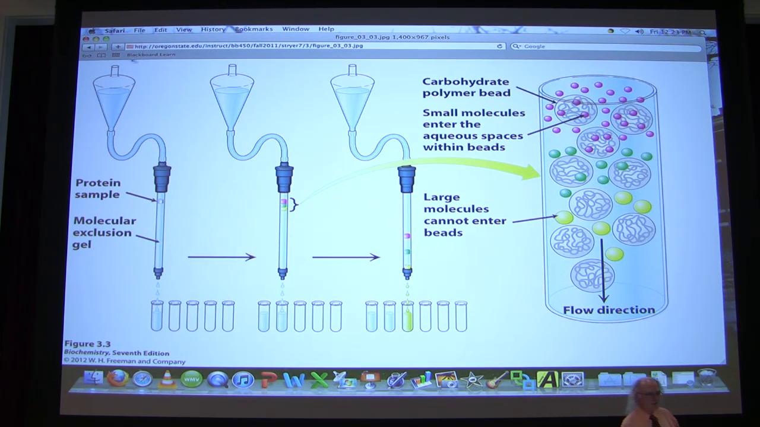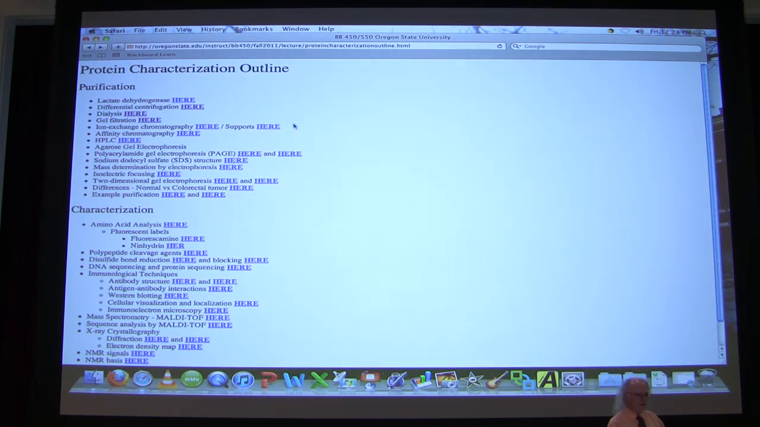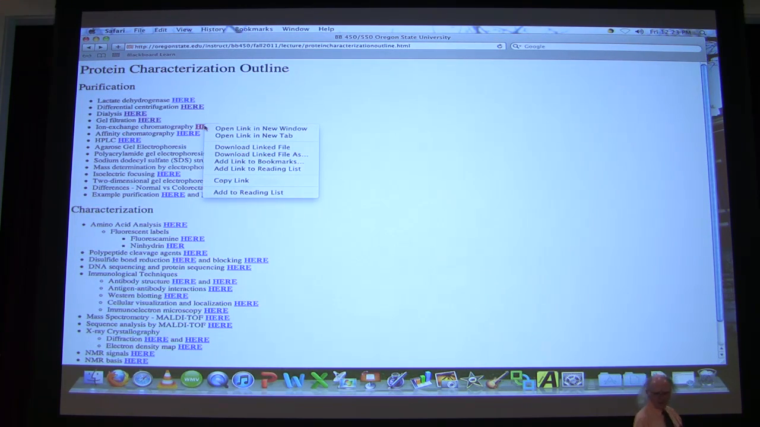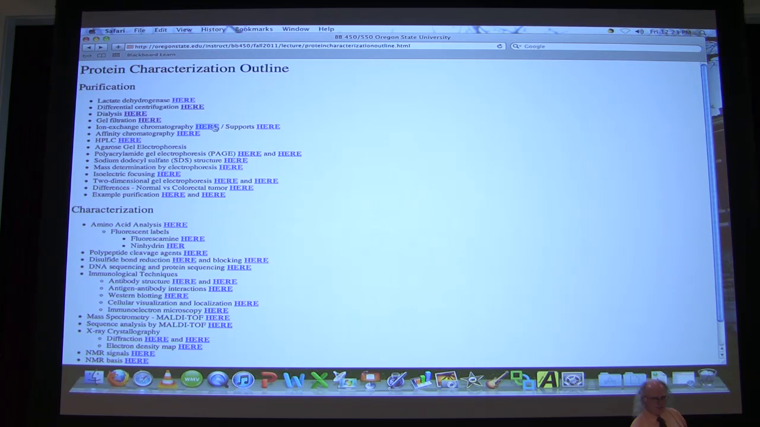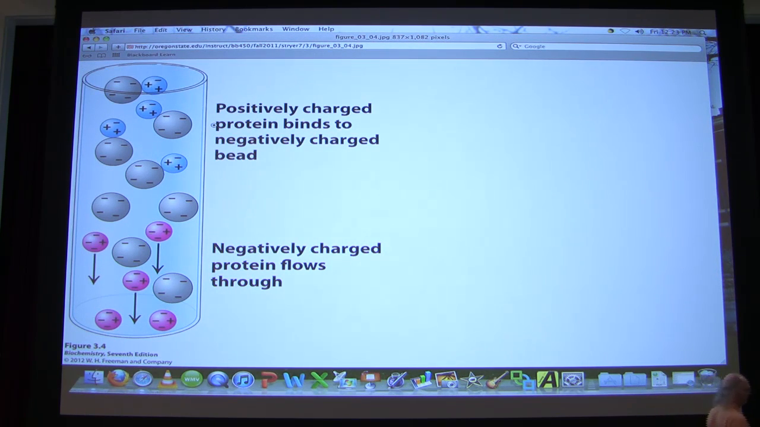Okay, so that's molecular exclusion, gel filtration. Another related technique, it's related only in the sense that it uses beads, is called ion exchange chromatography. So in this method, we also use beads as we used in gel filtration. However, the beads don't have tunnels or holes in them. Instead, the beads have on their surface chemical forms that have been bonded to them that have specific charge properties.